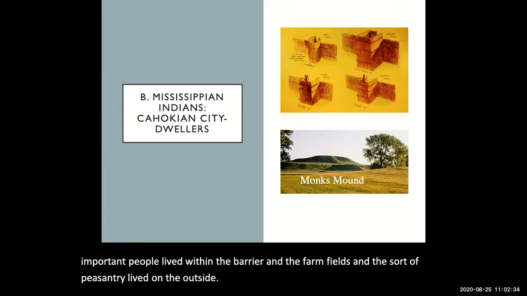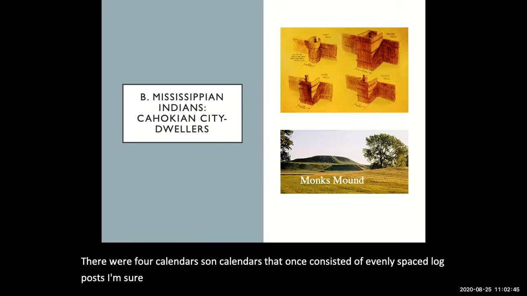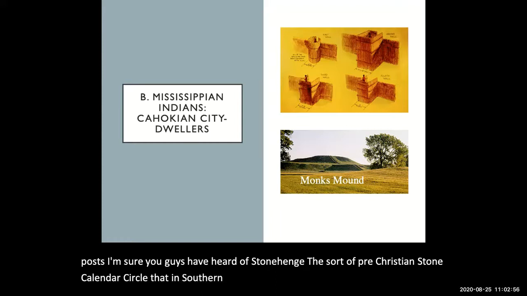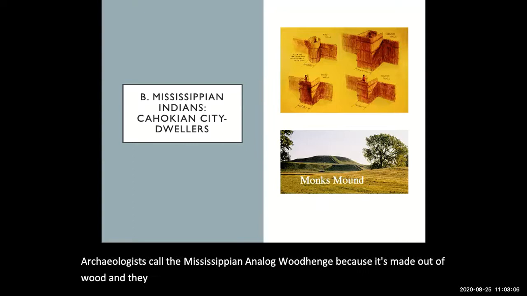Finally, there were 4 calendars, sun calendars, that once consisted of evenly spaced log posts. I'm sure you guys have heard of Stonehenge, the sort of pre-Christian stone calendar circle that exists in southern England. Archaeologists call the Mississippian analog Woodhenge because it was made out of wood, and they determine the changing seasons and certain ceremonial periods.